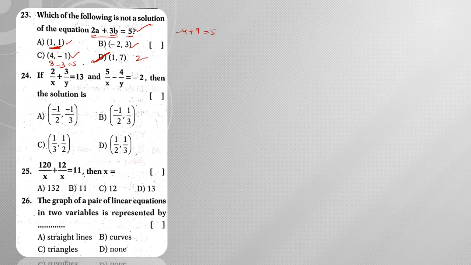So 2 1s are 2 plus 3 7s are 21, so 21 plus 2 is 23. So which is not satisfying the given equation. So he is asking, which of the following is not satisfying?